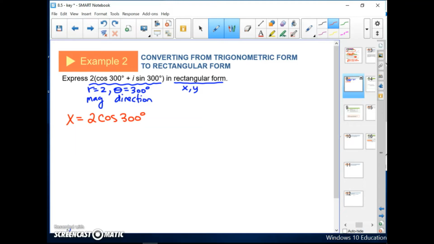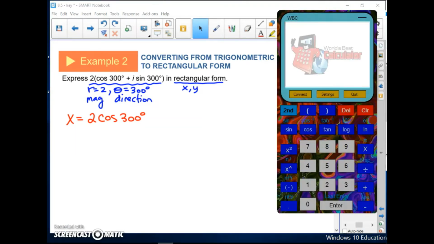So all we're doing is 2 cosine 300. 2 cosine 300 is 1. Is that right? 1. That's your x component. That's your horizontal component. And so what about y?